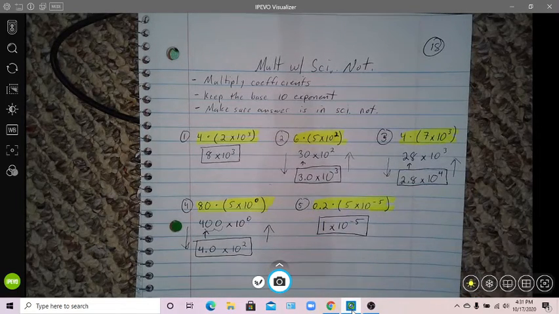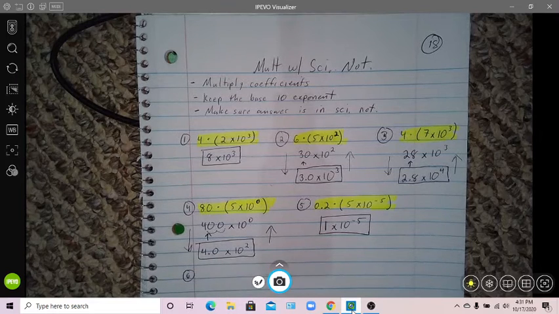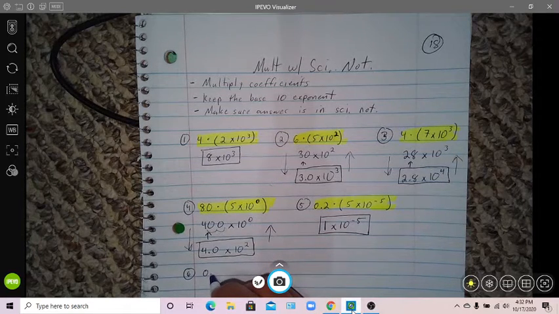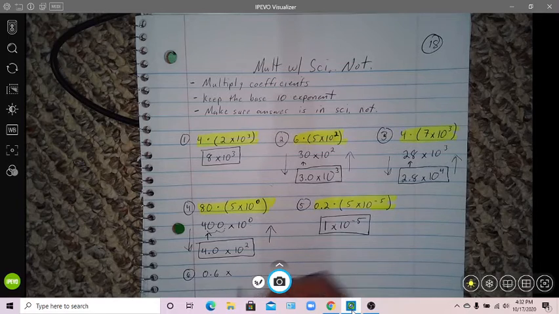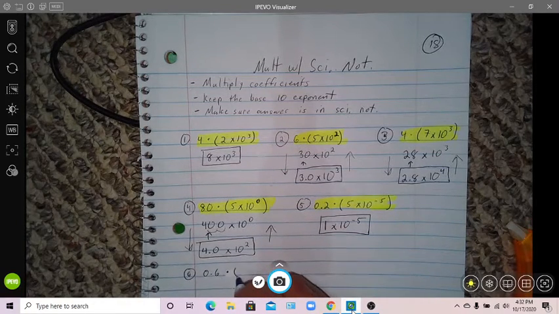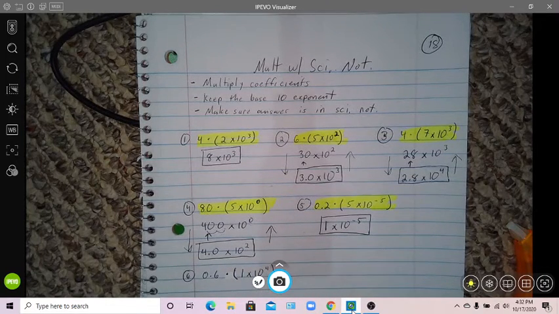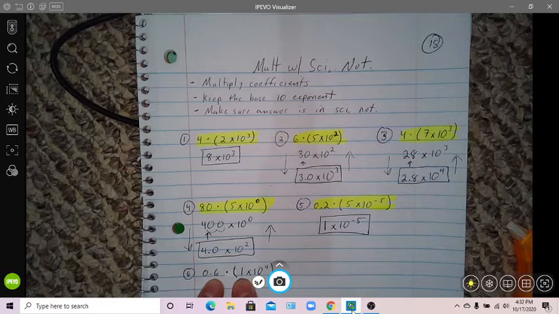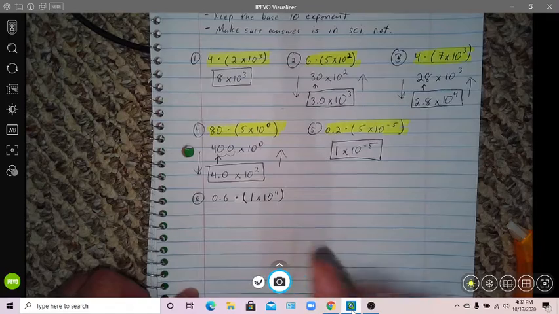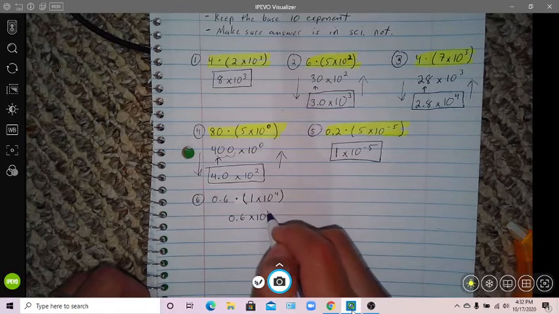Okay, I'm going to do one more of these with you. Number 6. Alright, so for number 6, it's not going to look like that in IXL. It'll have a point, times 1 times 10 to the 4th. That's the way it'll look in IXL. Same thing, 0.6 times 1. You can do that in Desmos if you want, but if you multiply anything by 1, it's going to give you the same thing back. So 0.6 times 1 is just going to give me back 0.6, and I keep the times 10 to the 4th.